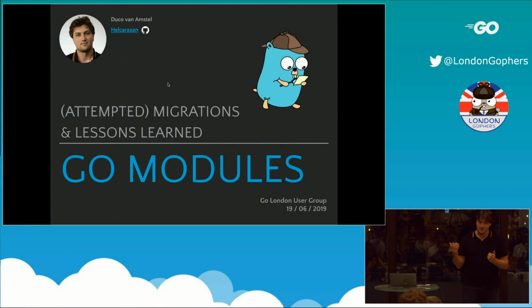Obviously, my name is Duco. I work as a software engineer at Improbable. You've seen us around here at Golang meetups before. We've done a few talks. Remember Apu, who did the last one about HTTP service. Hope you enjoyed that one if you were there.